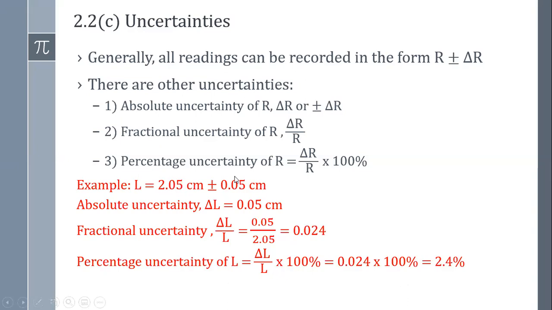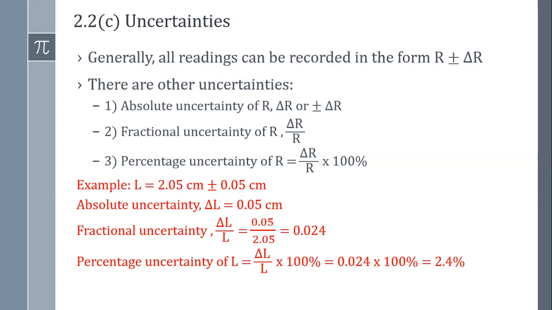We have another type of uncertainty called fractional uncertainty. What is fractional uncertainty? Your change of R over R is fractional uncertainty. How fractional is the uncertainty? So for example here, 0.05, 2.05, what is the fractional uncertainty? Change of R is 0.05, over 2.05, so it's 0.024. This is fractional uncertainty.